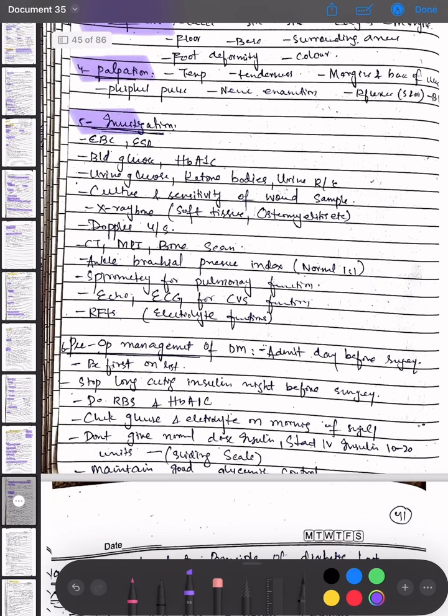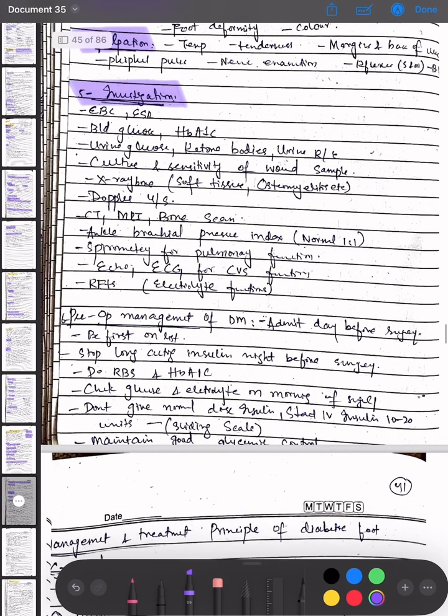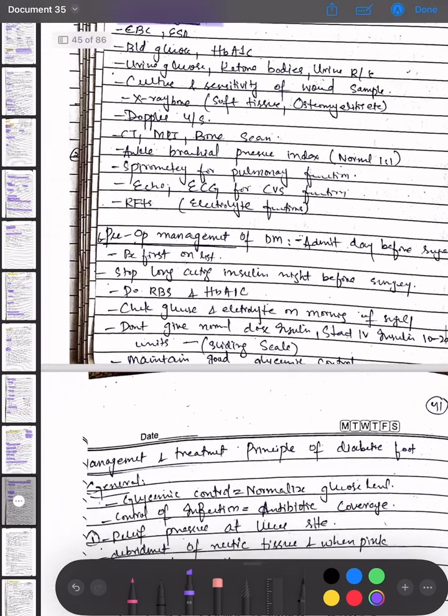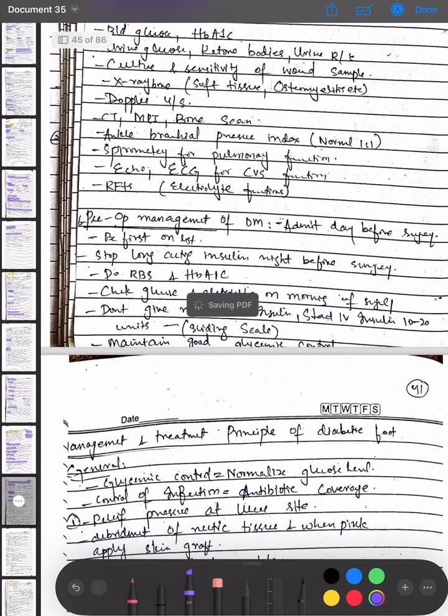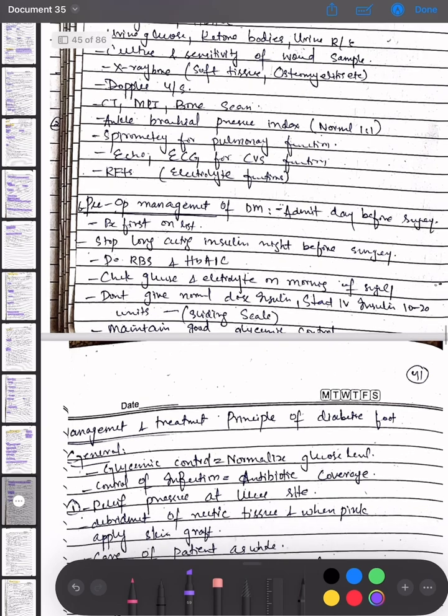Then we will do the investigations. CBC and ESR are done, blood glucose and HbA1c are done, urine glucose, ketone bodies and urine RE are done, culture and sensitivity of wound sample is done. X-ray of bone and soft tissues for osteomyelitis etc. is done. Doppler ultrasound is done. CT, MRI and bone scan. Ankle brachial pressure index, normal is 1:1. Spirometry for pulmonary function is done. Echo and ECG for CVS function and RFT are done.